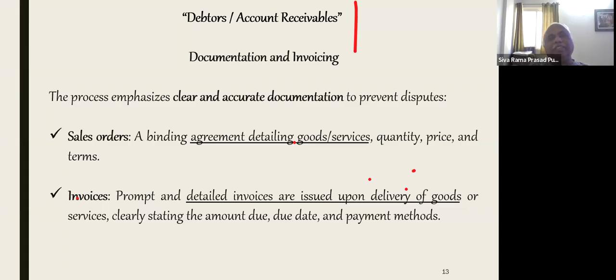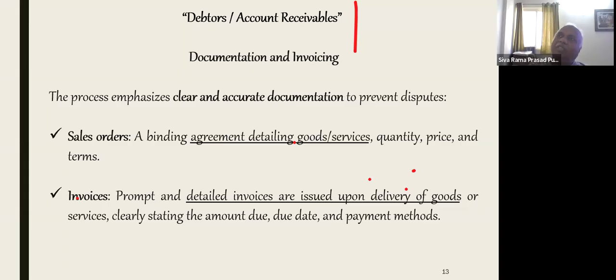Whenever the company is giving credit to other companies, they will take documentation like a bill of exchange or the invoice or some agreements, etc. The process emphasizes clear, accurate documentation to prevent disputes.